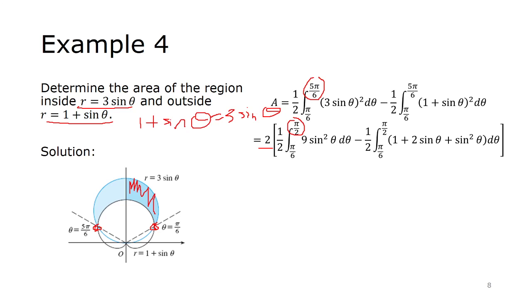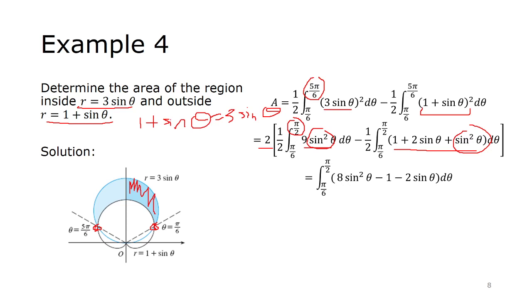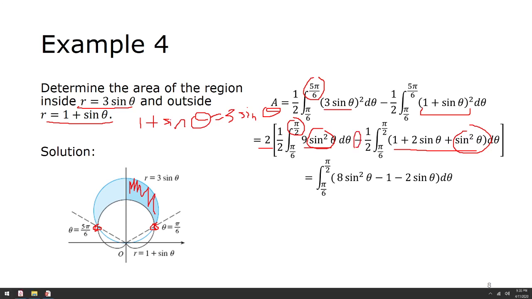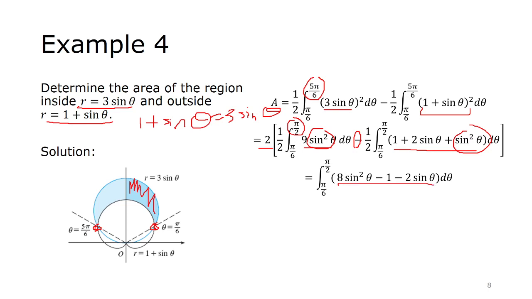Either way, simplifying our integrands a little bit, we get 9 sine squared for the first one. And for the second one, you'll need to FOIL this piece out, right? We'd have 1 plus 2 sine theta plus sine theta squared. We can combine those integrals together since they're written with the same bounds. And so I did that to combine those two sine squared terms next. Right, so we end up with 9 minus 1. Don't forget to distribute this negative here. So we end up with 8 sine squared theta minus 1 minus 2 sine theta inside the same integral here.